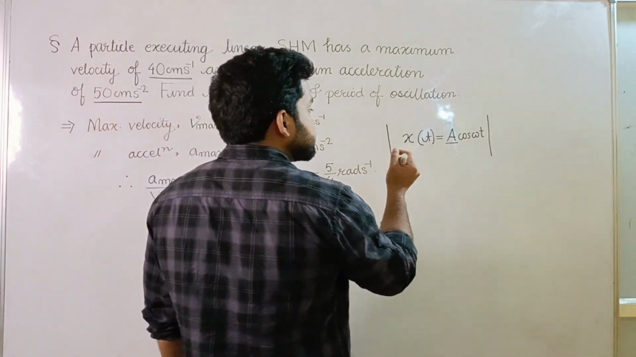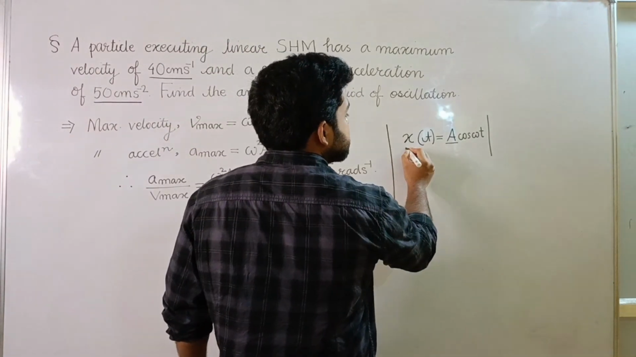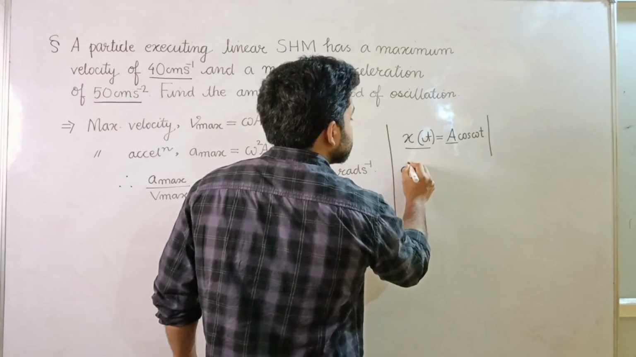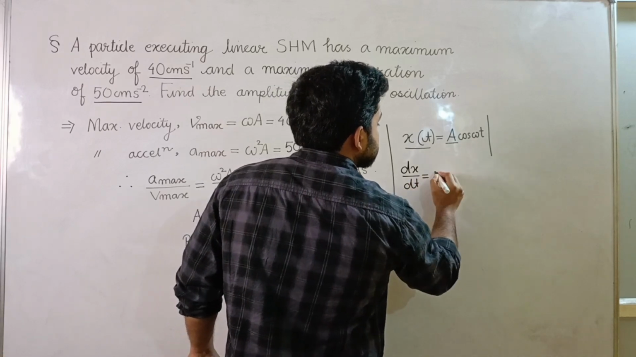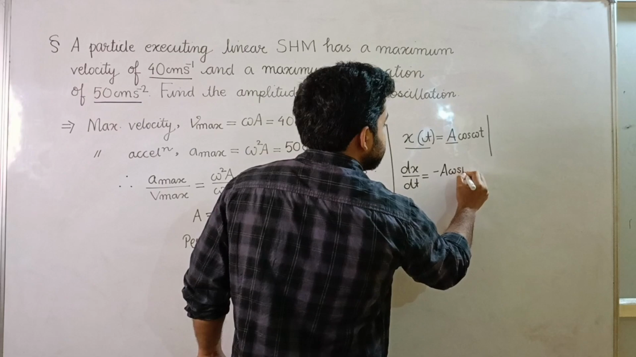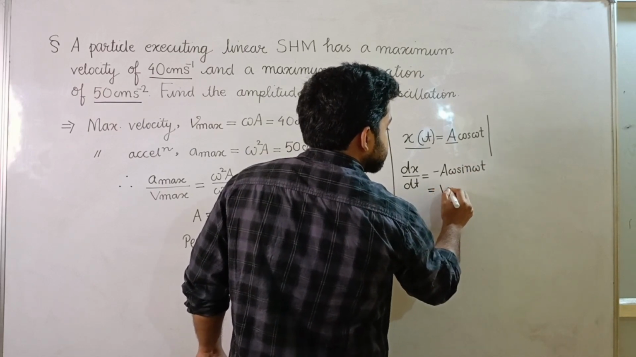Now if you are asked to find the displacement and the velocity, what do we do? If displacement is this, then velocity is its first derivative. If you differentiate x with respect to t, cos becomes minus sin, omega comes outside, so we get a omega sin omega t. Now this is the expression for velocity.